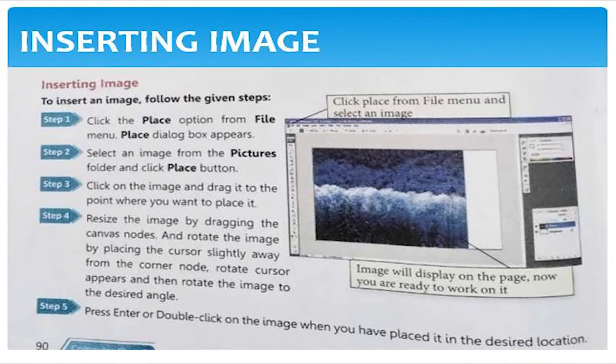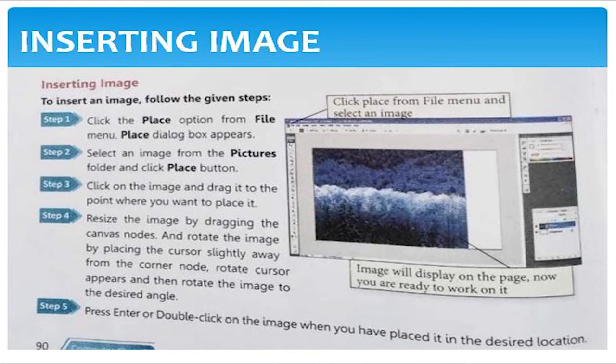Next one is inserting an image. To insert an image, we need to follow the given steps. Click on the Place option from the File menu and the Place dialog box appears. Then select the image from the pictures or folders and click on the Place button. Next, click on the image or drag it to the point where you want to place it.